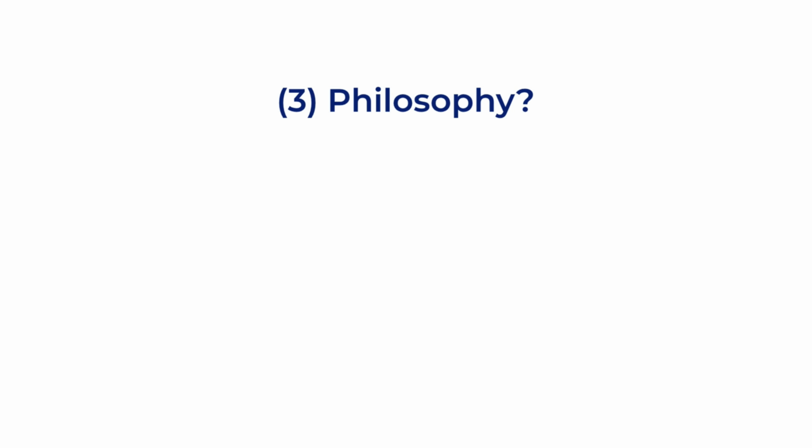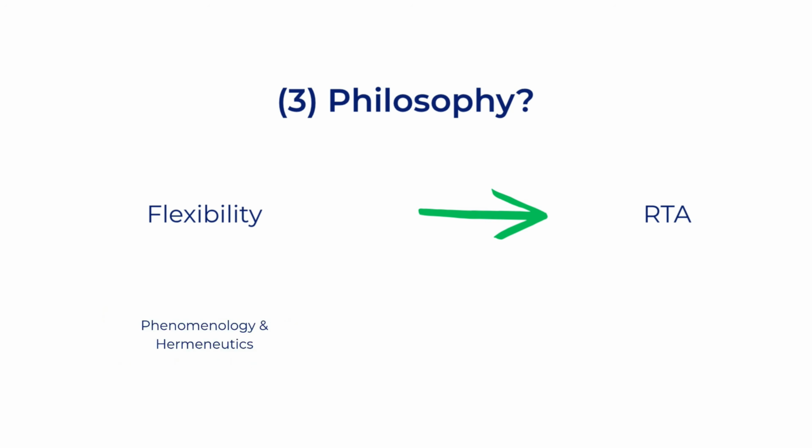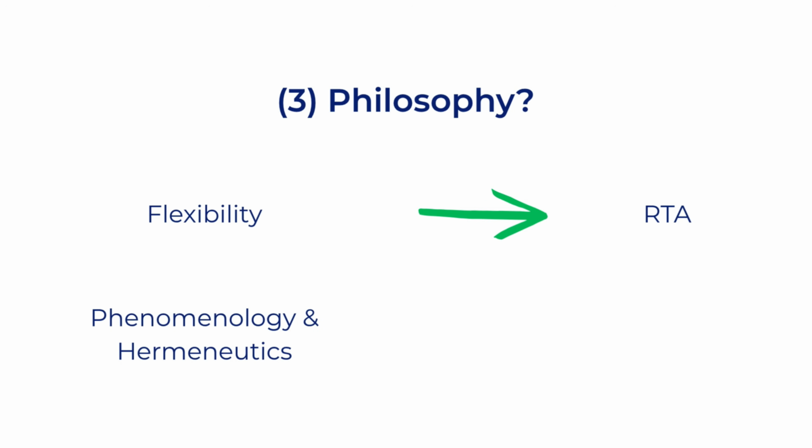And thirdly, how comfortable are you with philosophical depth? If you want a bit of flexibility, if you want to be philosophical but you don't have to be, it might be worth looking at RTA. On the other hand, IPA requires engagement with phenomenology, with hermeneutics, and the ability to interpret those interpretations. So if that sounds more appealing to you, perhaps take a look at that.